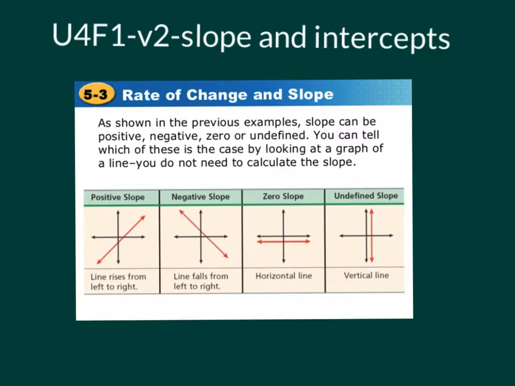All right, this is Unit 4, Formative 1, Video 2, Slope and Intercepts. So again, slope is rate of change. So we're still doing rate of change. We're just going to look at it in a different manner. So here are a couple things you probably need to remember.